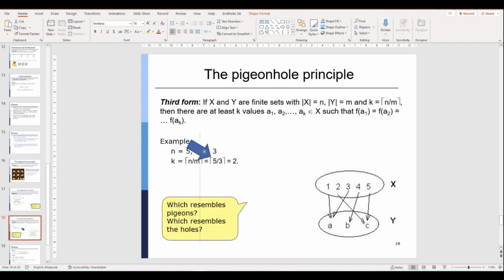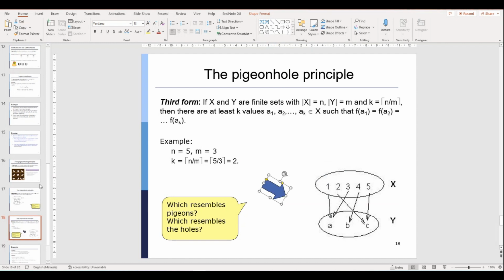How do you know it's taking the ceiling? You look at this notation. It looks like a bracket, but it's an incomplete bracket. So we take the ceiling of 5 divided by 3. The ceiling of 1.666 gives us 2. So the k here shows us the number of sharing. The number of sharing here is, for some of the mappings we have, maximum 2.